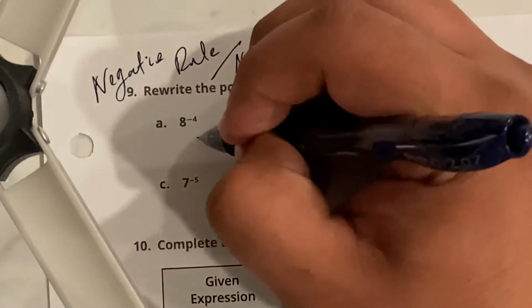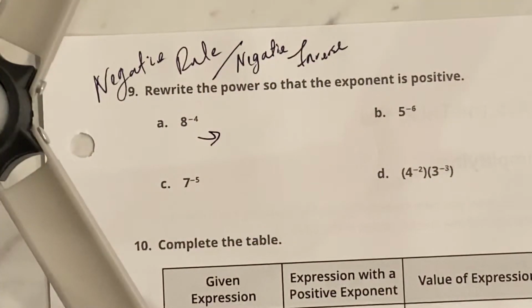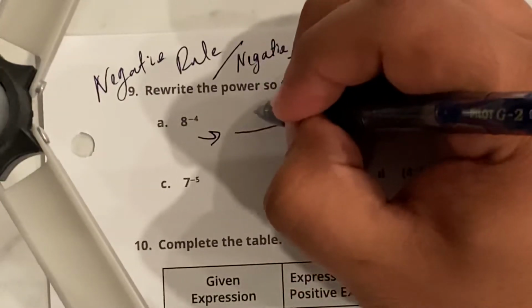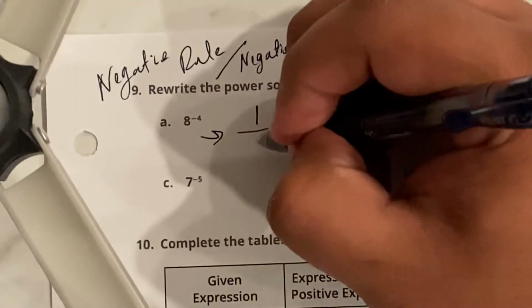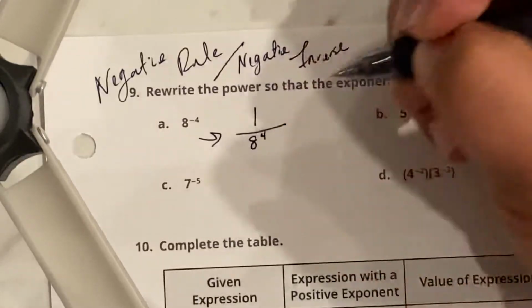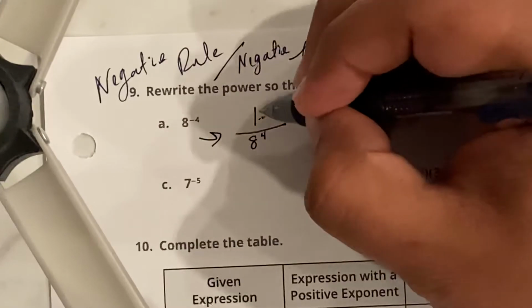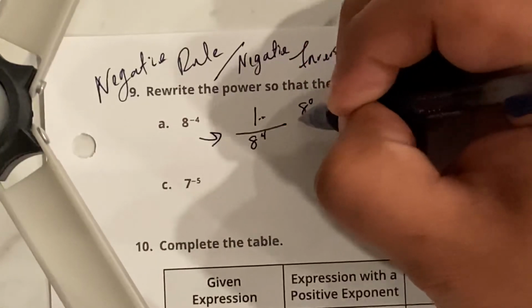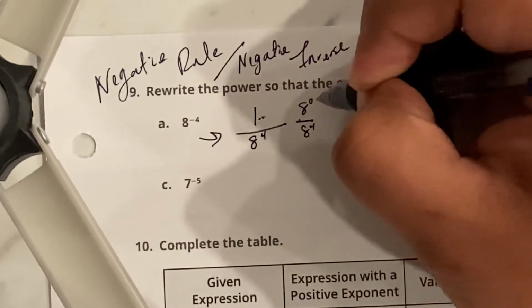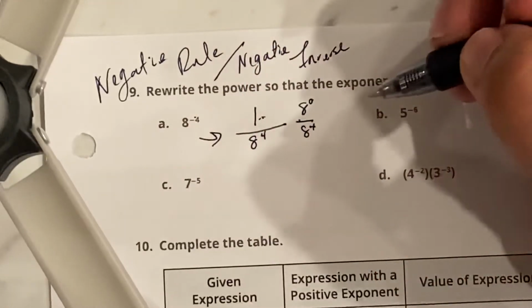This is how it's going to go. 8 to the negative 4, make it a fraction, 1 over 8 to the positive 4. Why is this true? Little star right here, because 1 is basically 8 to the 0 over 8 to the 4. 0 minus 4 gives me negative 4.